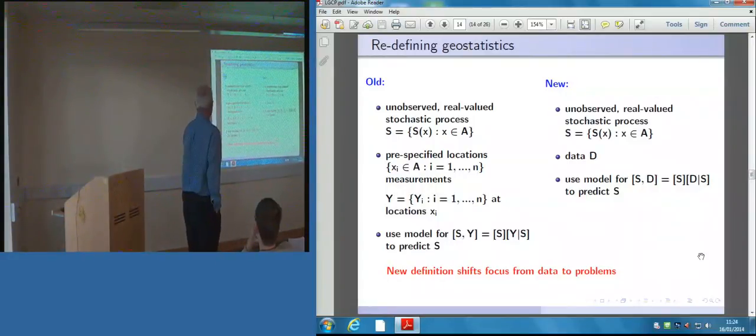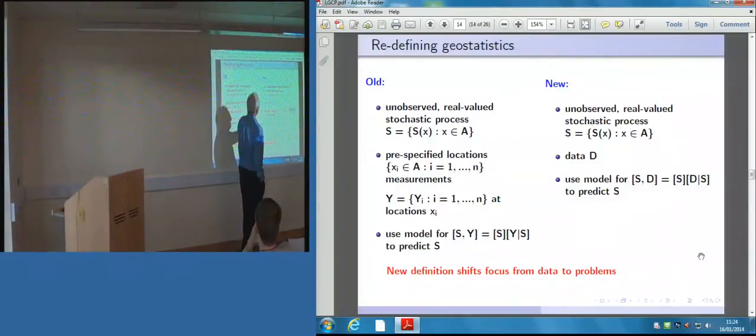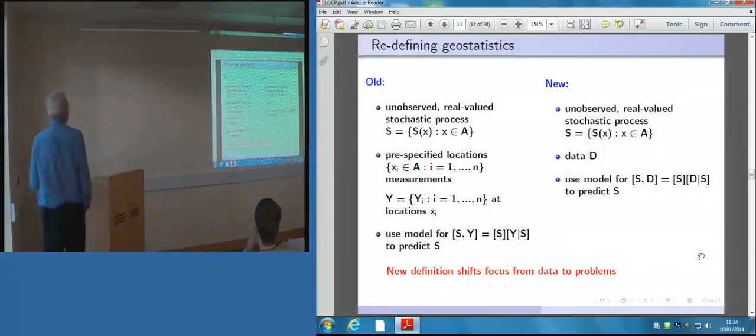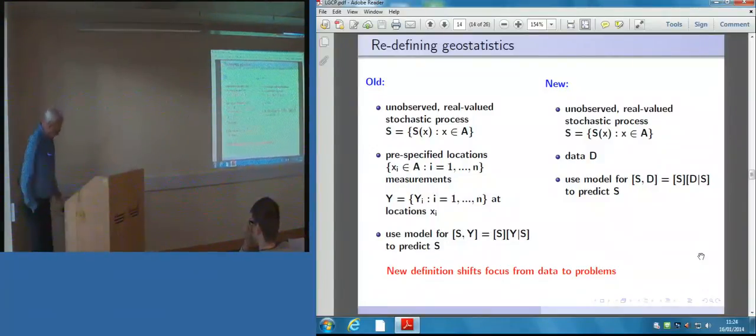So it's shifting the focus from the format of the data, which is how most descriptions of geostatistics start. They start by saying, we have got a data set in which we have taken some measurements at locations X and we're interested in an underlying S of X. And it shifts it to the problem, which is that we would like to understand a latent spatial process S of X, and we'll use whatever data we need to understand it. So that's my definition of a geostatistical problem as opposed to a geostatistical data set.